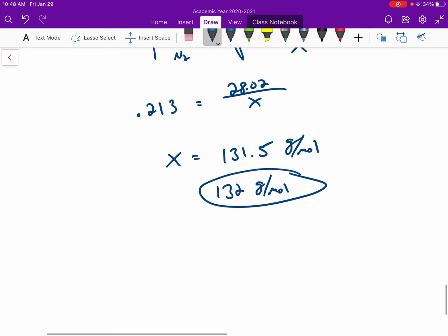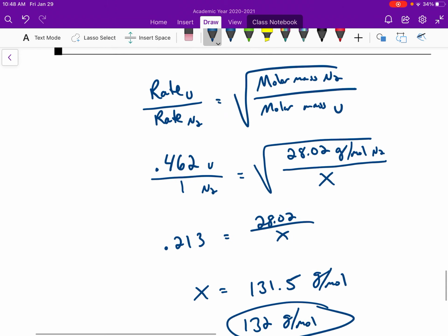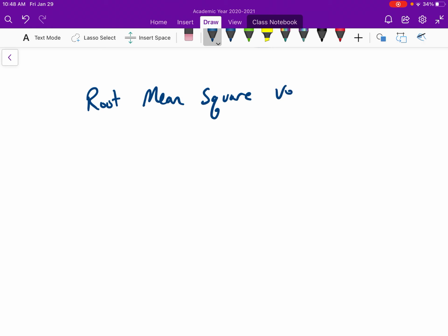Okay, that's probably the last one that we want to talk about. There is one more called root mean square velocity. Okay, and that is one final formula. Okay, so I'm going to give that to you, but we'll talk more about it in class next time. Root mean squared velocity.